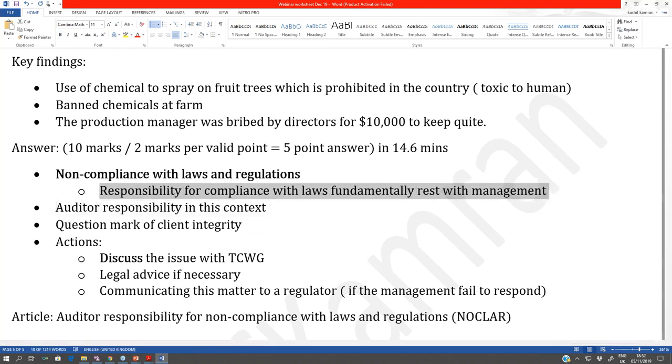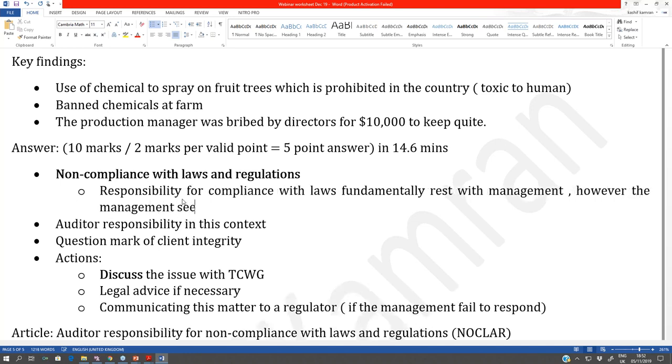But this management is not playing the positive role. This management is using prohibited chemicals in the spray of the fruit trees, and they are using banned chemicals at the farm. So I think the management here is not fulfilling the responsibility which is put on its shoulders. The responsibility for compliance with laws fundamentally rests with management. However, the management seems not to follow this responsibility.